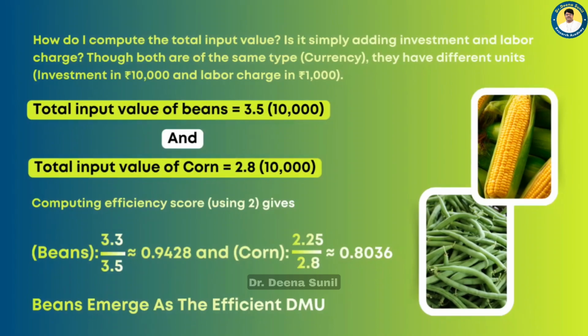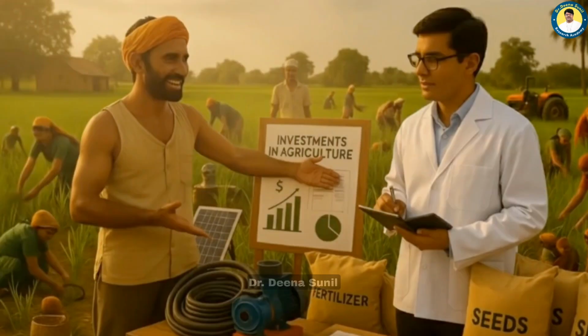Now what to do? Computing the efficiency score using formula 2, which one is the efficient? Again, did beans come or corn come? Just see the values. For beans it is 0.9428 and for corn it is 0.8036. Beans emerges as the efficient DMU. I will go to the next slide.